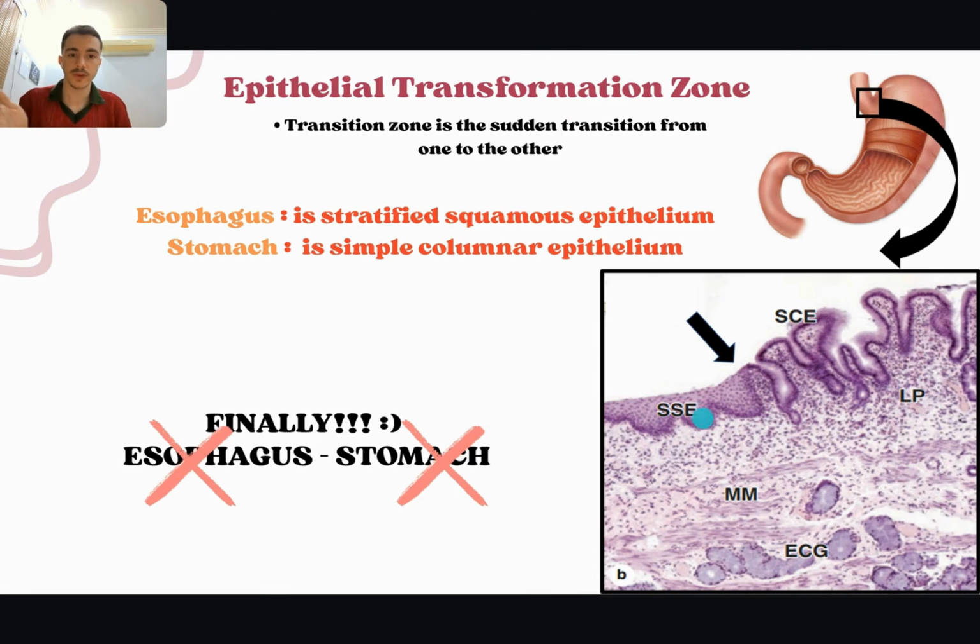As you can see here, this was the esophagus. It was simple squamous epithelium, and the stomach was simple columnar epithelium. So it suddenly changed. So we call this zone the transformation zone.